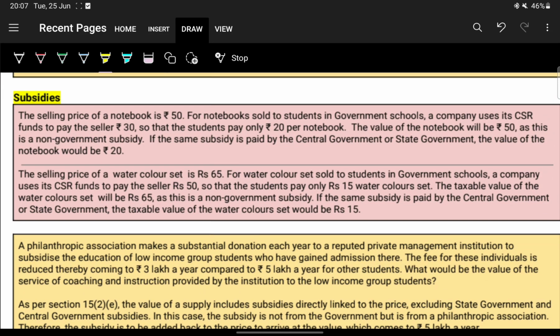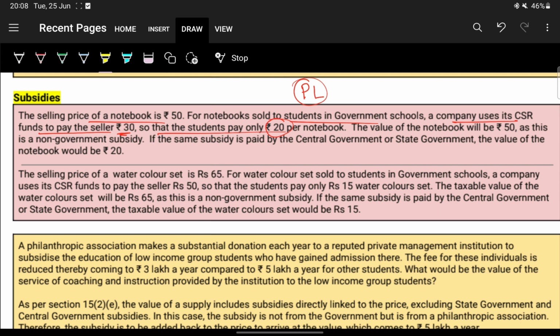Next, subsidies. The selling price of a notebook is 50 rupees. For the notebook sold to government schools, a company uses its CSR funds to pay the seller 30 rupees, so that the students only have to pay 20 rupees. Here we know that it is price linked, meaning it is actively reducing the price that is to be paid by the end consumer, right?